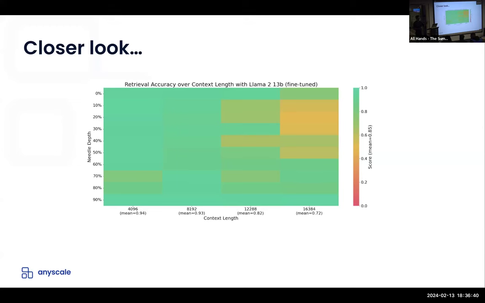So if you don't see this behavior, it's probably that those models either have some data or figured out some training procedure to not have that, or they have changed their architecture in some way. Yeah.